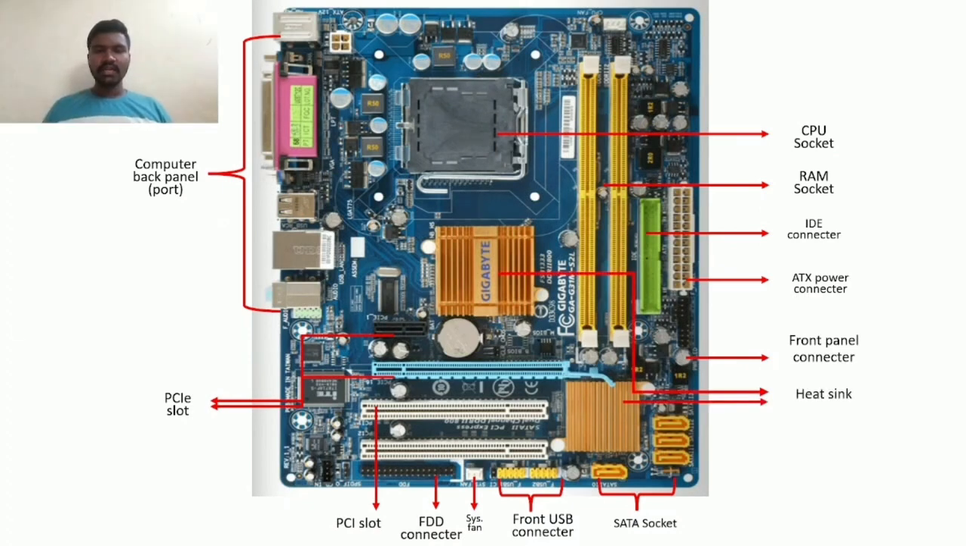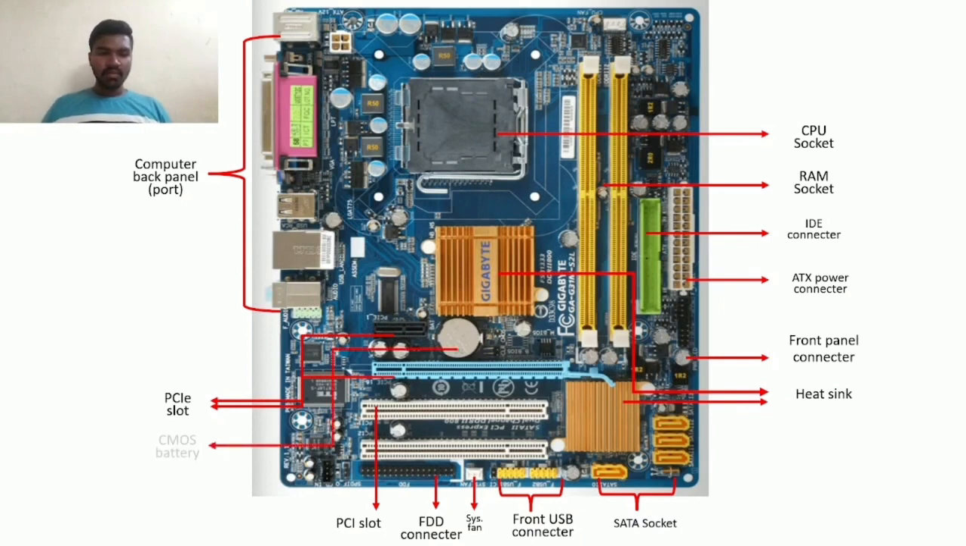So the next is the heat sink. A heat sink is a small metal piece which sits on top of a CPU, which draws heat away from the components through its fins. A heat sink is a passive component, meaning there are no moving parts.